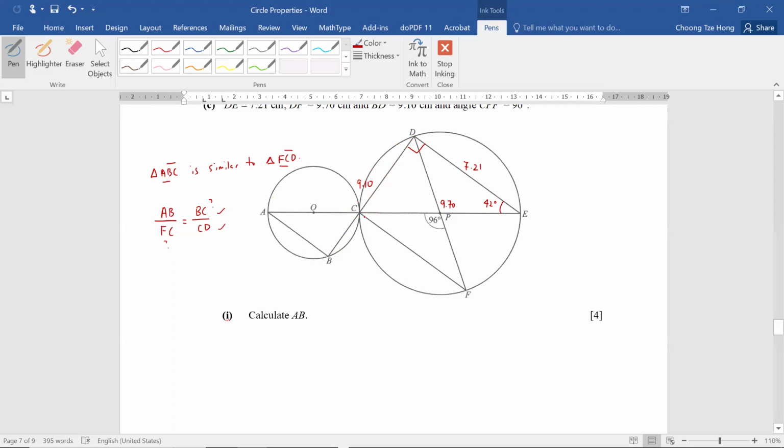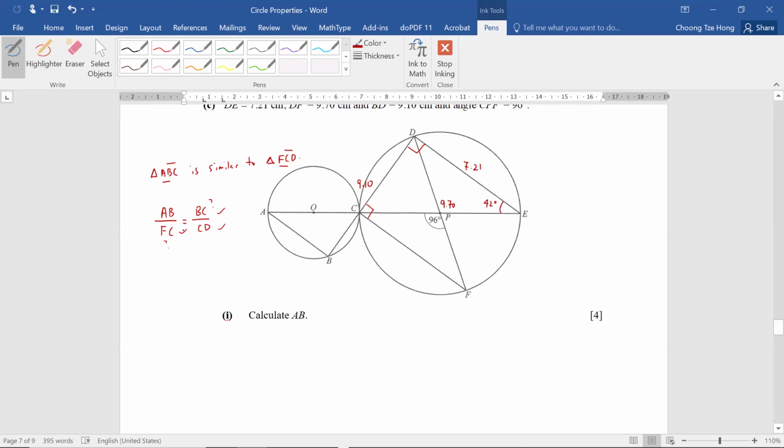Okay, then after that, can we find FC or not? Remember over here is also 90 degrees, right? So once I know CD, I know DF, I can use Pythagoras theorem to find FC. Then I know all these three, I can make use of this ratio of corresponding sides to find AB.